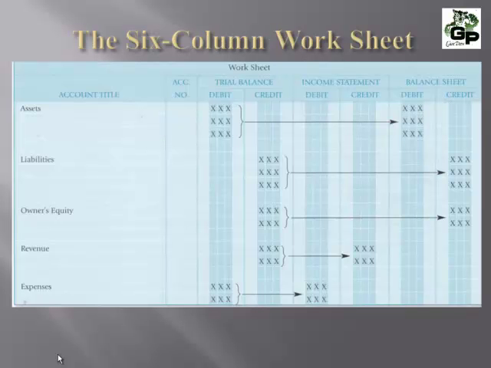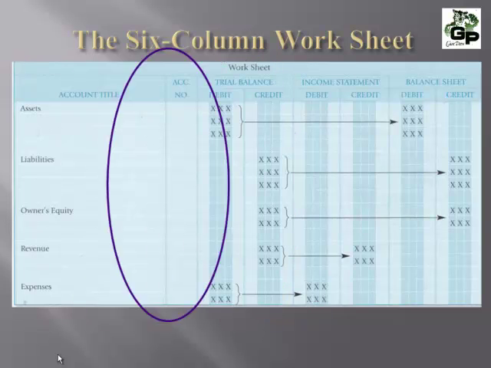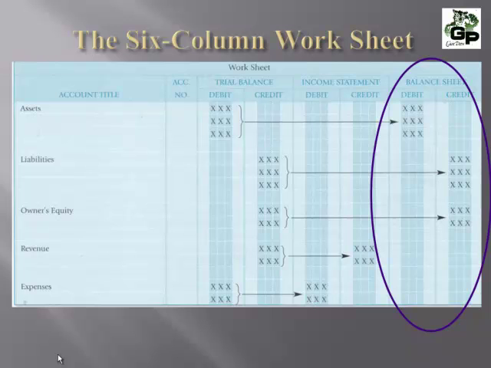So let's take a look at what a 6-column worksheet looks like. First of all, we have what we call the trial balance columns. Notice that there is a debit column and a credit column underneath the trial balance title. Then we have the income statement columns, and there is also a debit column and a credit column for the income statement. And lastly, we have the balance sheet columns, which, like the previous 2, has a debit column and a credit column.